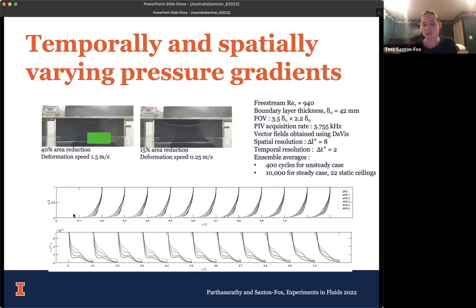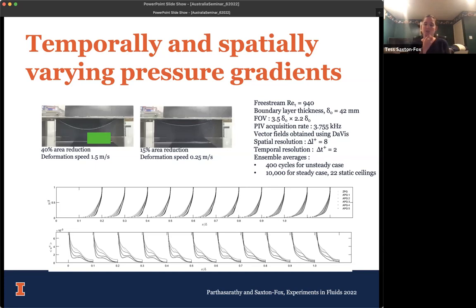Anyways, these are just some preliminary results showing the mean velocity profiles at different pressure gradients that we can achieve, as well as the U squared. I just want to highlight that we have some fun data here. We have a paper that came out, and we'll be talking about this at the Turbulence and Shear Flow Phenomena (TSFP) conference in July, if any of you are attending.